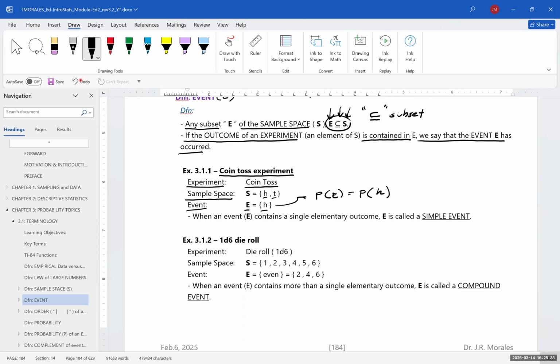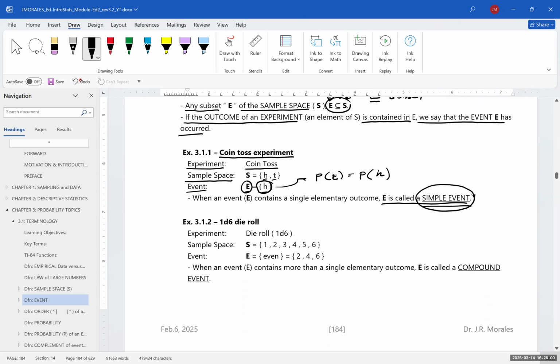So when an event contains a single elementary outcome, we call the event a simple event. Because this event has a single elementary outcome, we would call this one particularly a simple event.